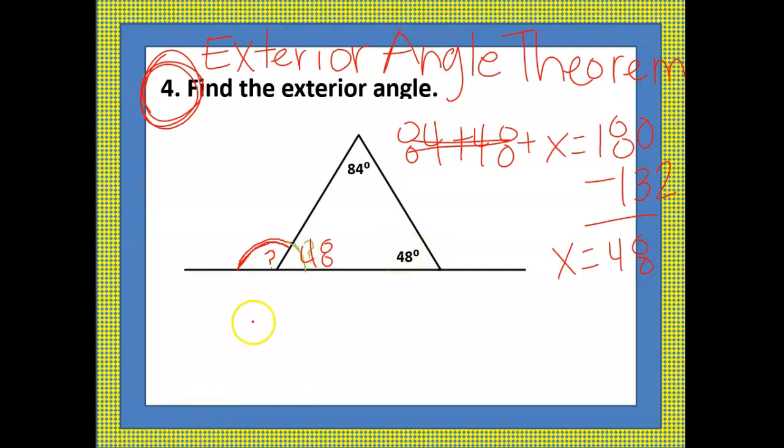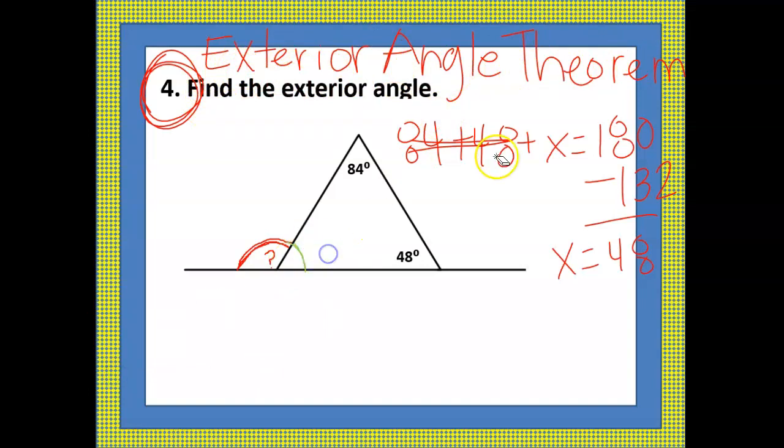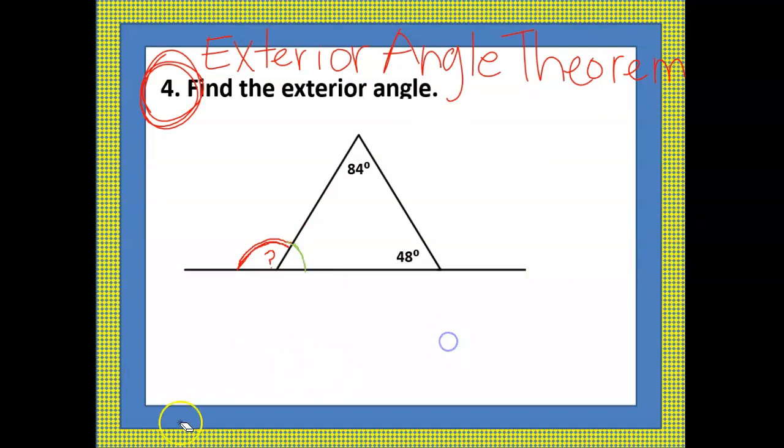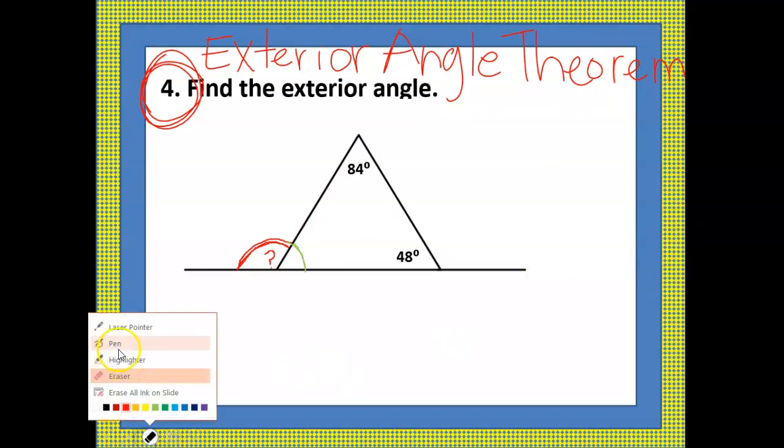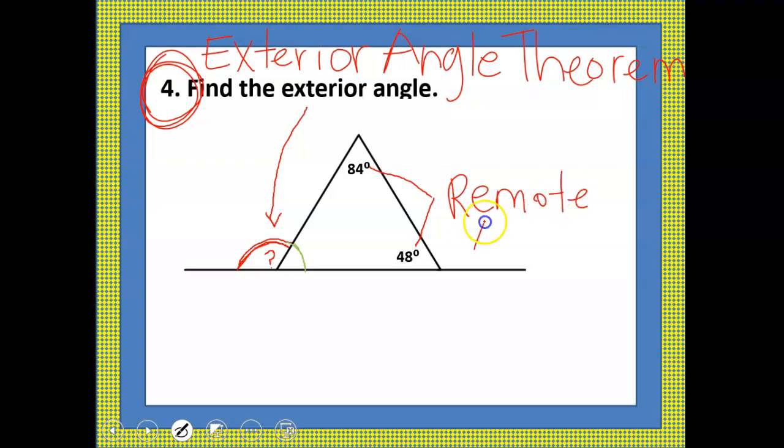But you could have also done this a different way, and this is what makes it 8th grade-ish. It's called the exterior angle theorem. So I'm going to get my eraser, and I'm actually going to start over. So some vocabulary that you need to know. We already know that this is our exterior angle. But these 2 angles also have a name in this situation, and these are called our remote angles.